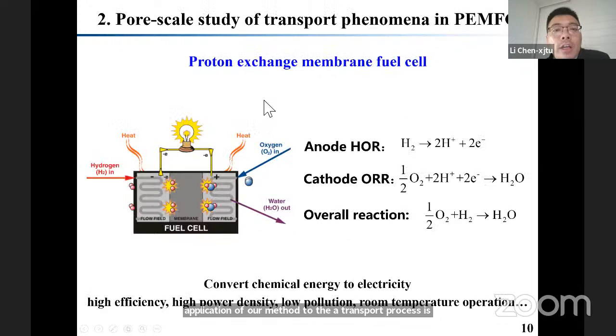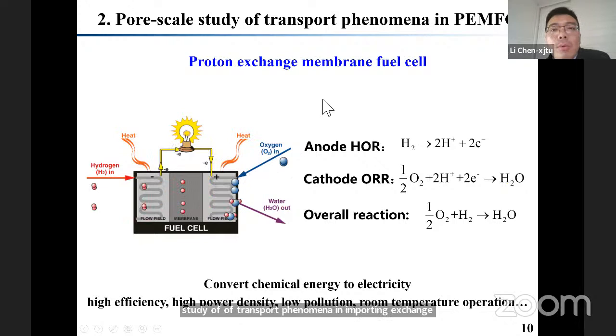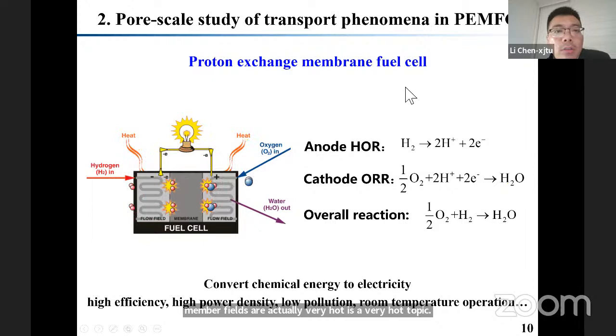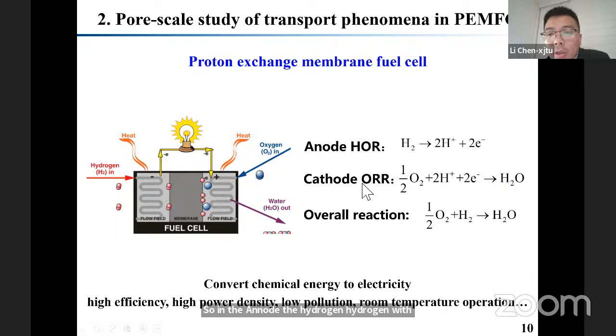So currently, the study of transport phenomena in proton exchange membrane fuel cells is a very hot topic. The PEM fuel cell is a device that converts chemical energy to electricity. In the anode, the hydrogen oxidation reaction takes place, and in the cathode, the oxygen reduction reaction takes place.